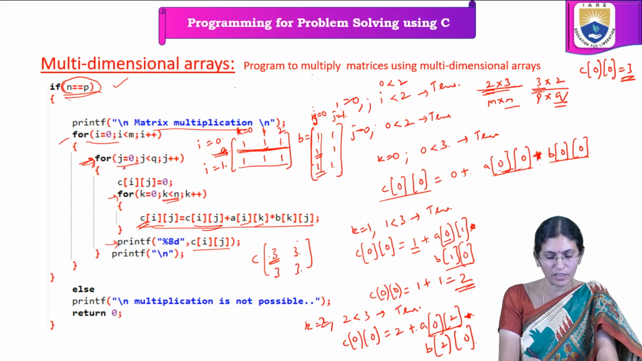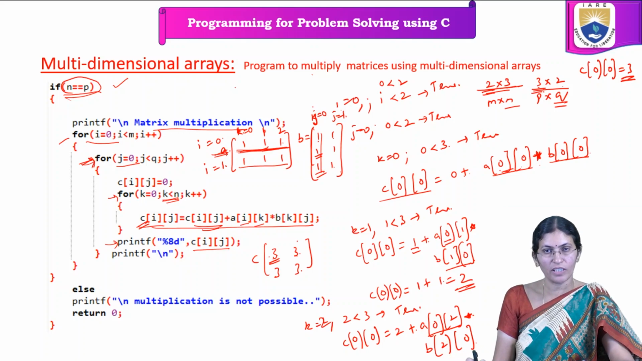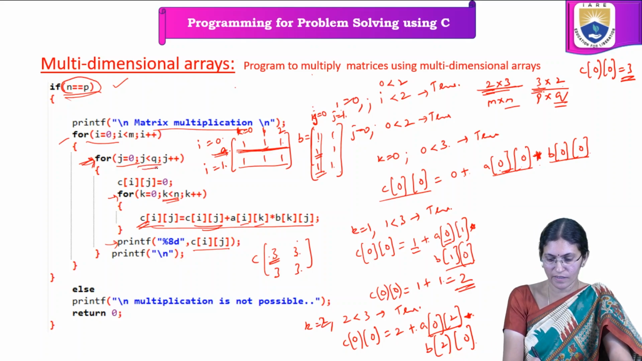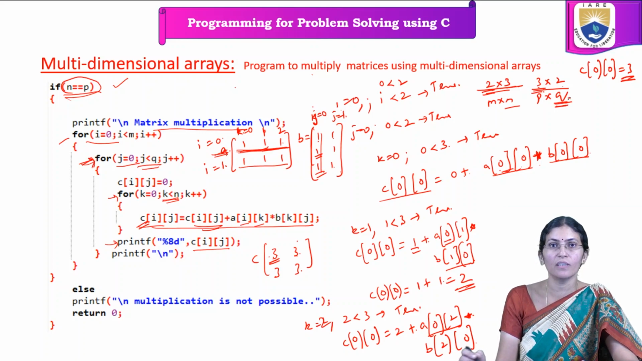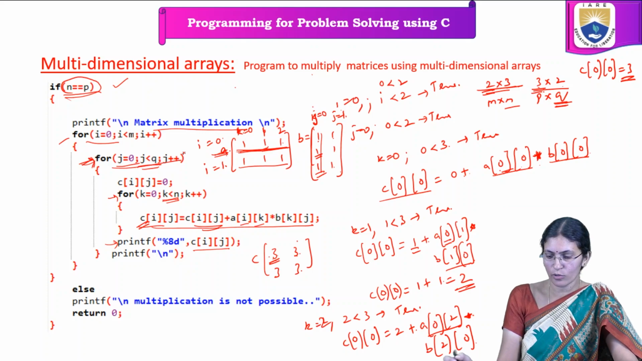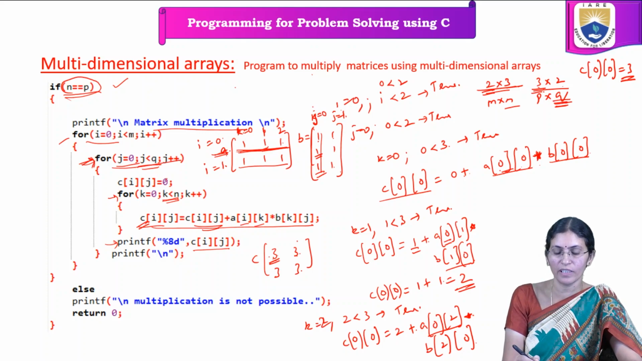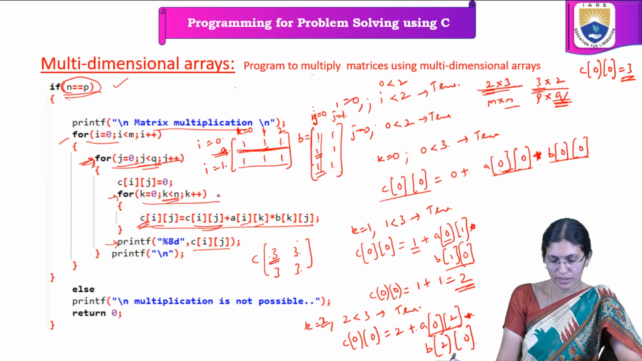Now j value will be incremented by 1. So j is equal to 1 now. j is less than q. Now this loop will iterate 2 times. So 0 is less than q, so that is true. Now again C of ij is initialized to 0. Now k is 0. Again this loop will repeat 3 times.